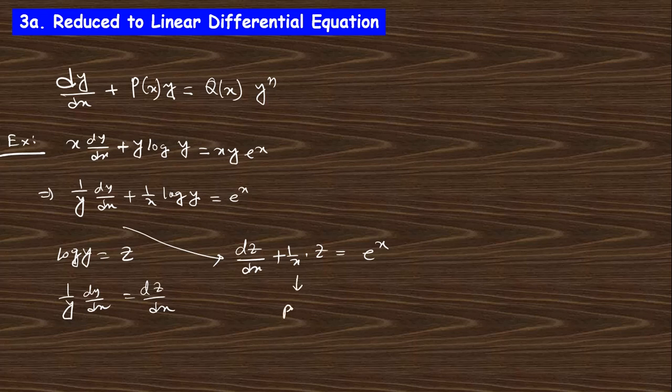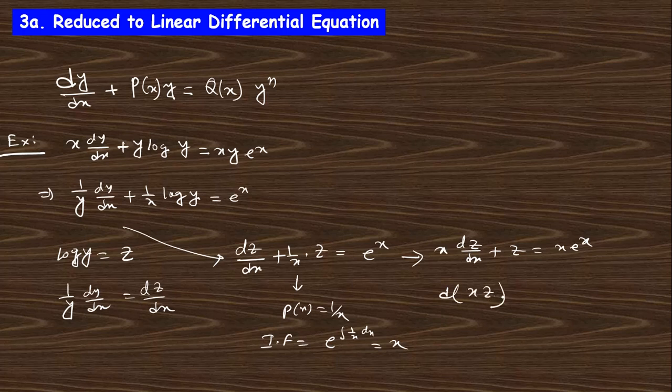Here the p of x is 1 by x. So what will be the integrating factor? The integrating factor will be e to the power integral of p of x dx, that is log x, so you will get x. So if you multiply by x, x dz/dx plus z equals x e to the power x. So this is nothing but d of xz equals x e to the power x dx.